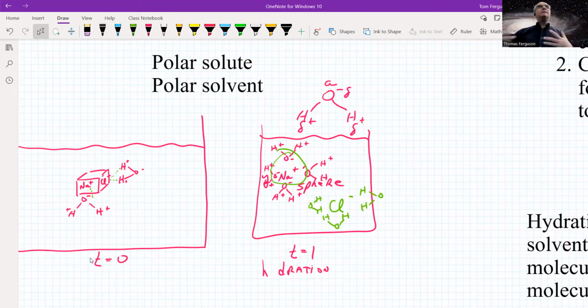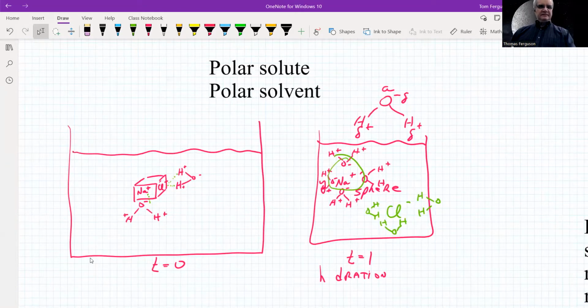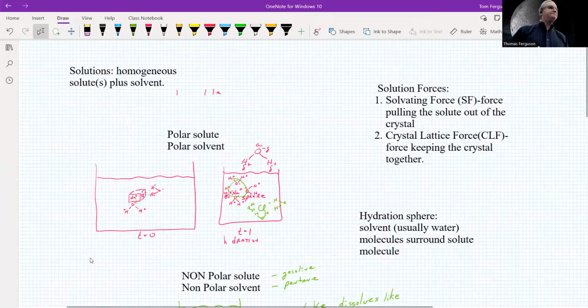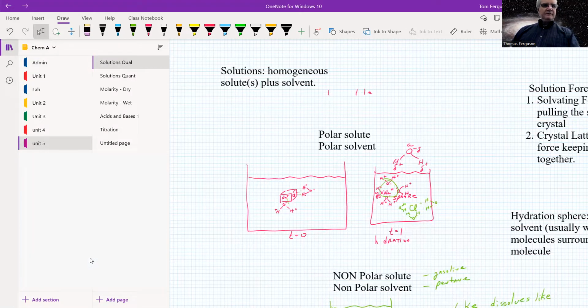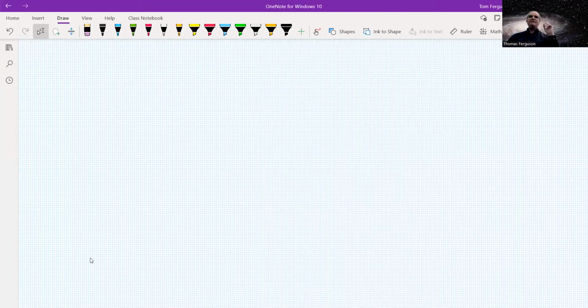Now this is a qualitative aspect. Notice I haven't put any numbers in yet. There's a quantitative side to solutions as well. Are there any questions about what we've talked about so far? Okay, let's now go over to the quantitative side of things. Whenever we say quantitative, that means mathematical.